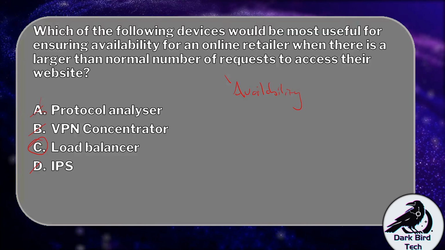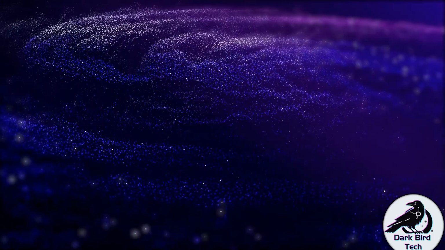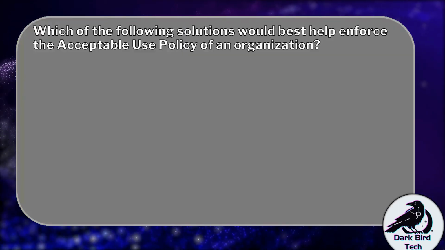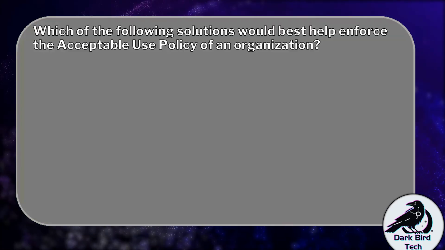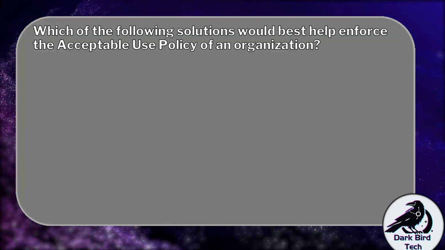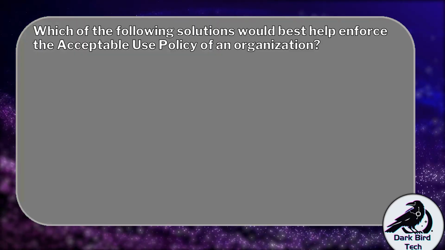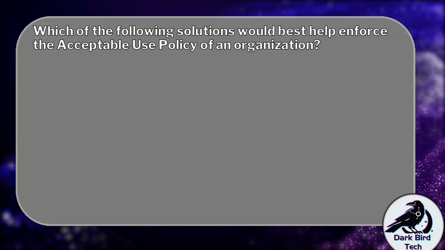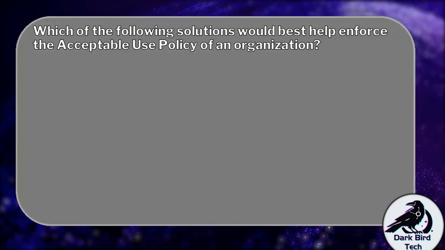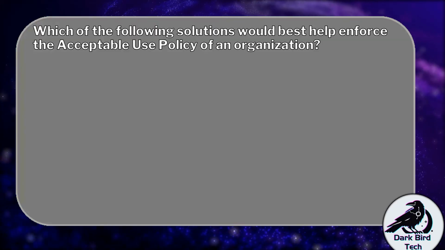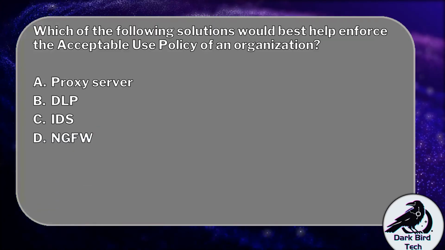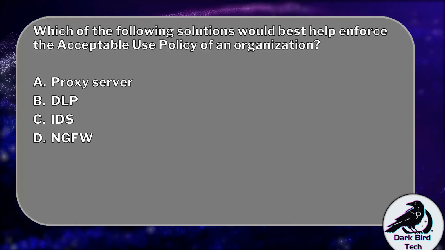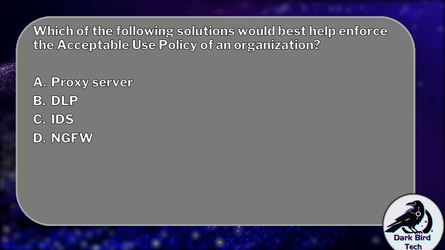Okay, cool. So let's move on now to our next question. Which of the following solutions would best help enforce the acceptable use policy of an organization? So the AUP, or acceptable use policy, is governing what people are and are not allowed to do. And we want to see what we can do to help enforce this policy. I'll give you a chance to think about the options you want to see here. But otherwise, our options are, we could implement a proxy server. We could implement a data loss prevention system, or a DLP. We could look at an intrusion detection system, or an IDS, or we could consider a next generation firewall.